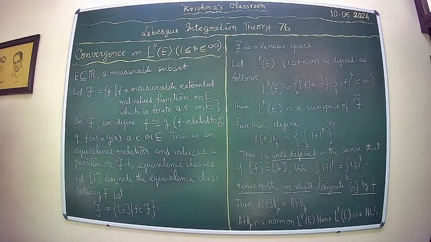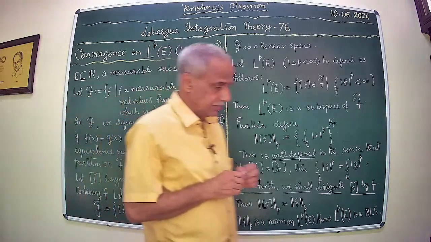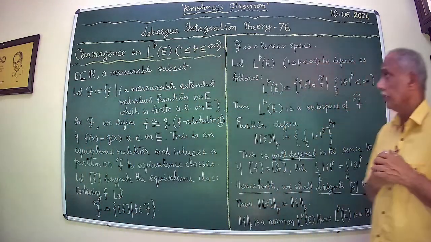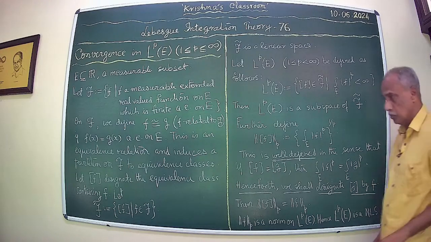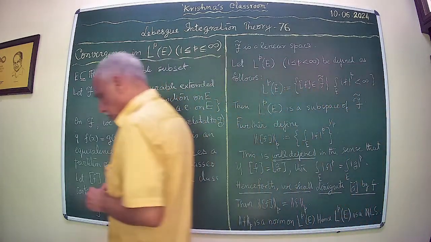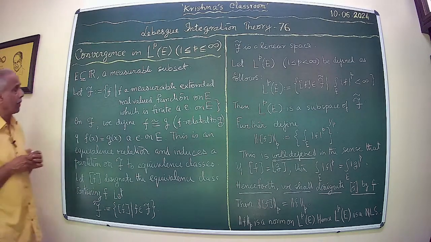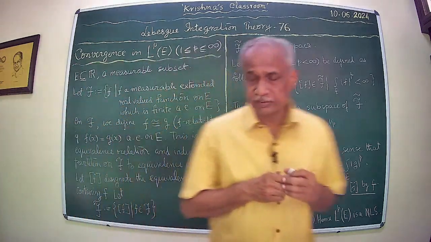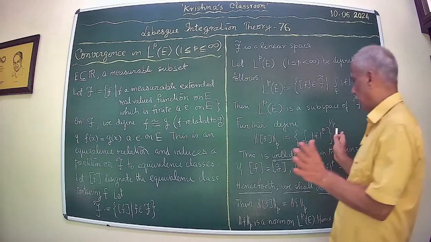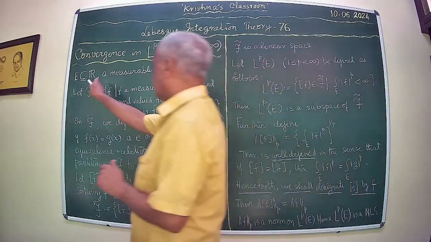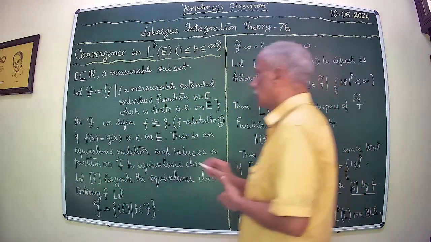We look at the convergence in LP spaces as a prelude to considering the completeness of LP spaces. So let us fix the notation. Let E be, this is all recall again, a subset of R, a measurable subset.